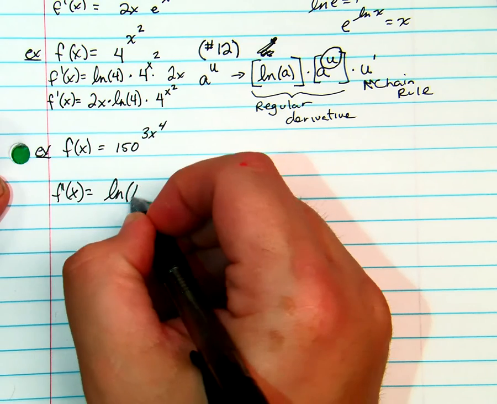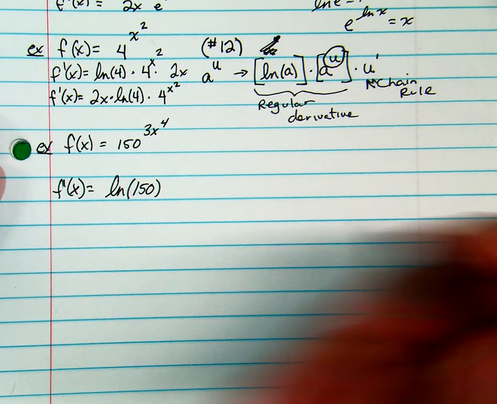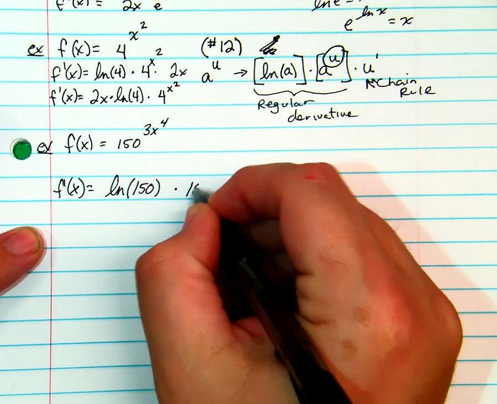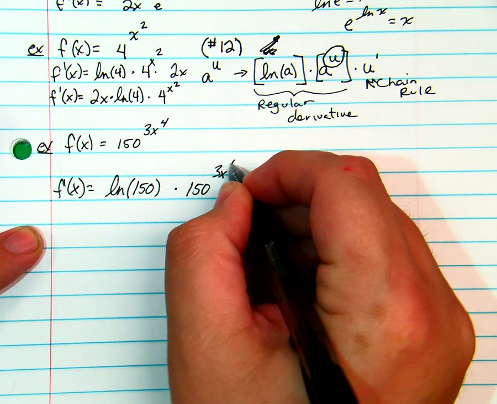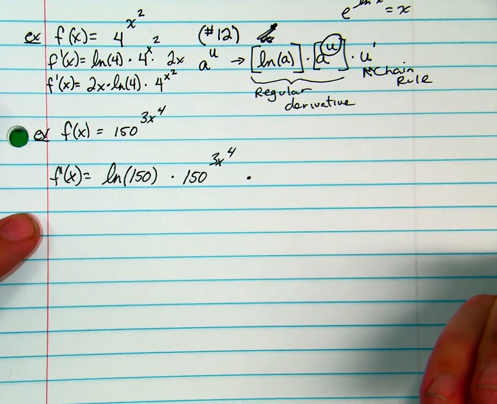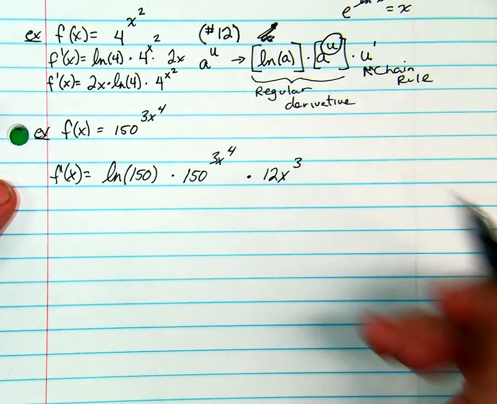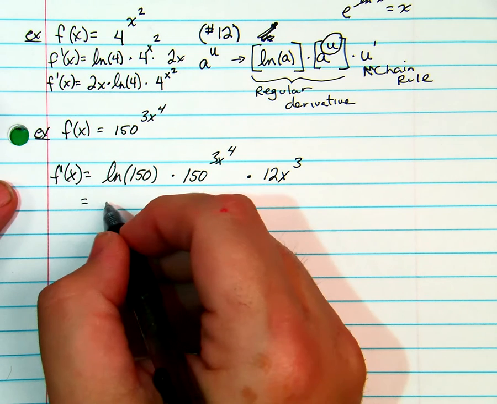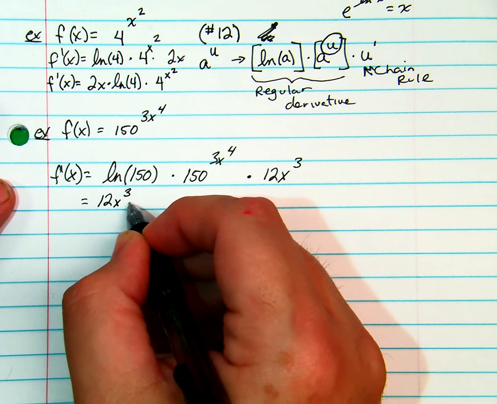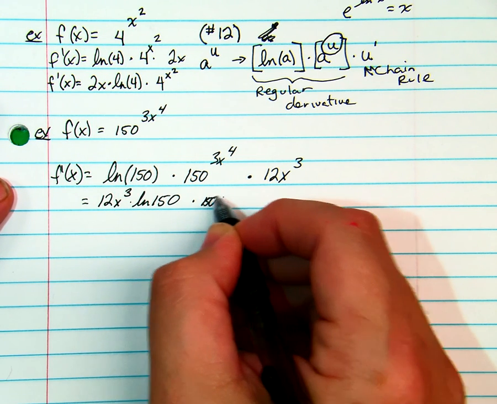150. Do I care what the natural log of 150 is? No. This is an exact answer. Keep it there. Now, I just rewrite the function, 3x to the 4th, and then I'm going to take the derivative of the stuff up top, 12x to the 3rd, and then I just rewrite stuff. Like 12x to the 3rd times natural log of 150 times 150 to the 3x to the 4th.